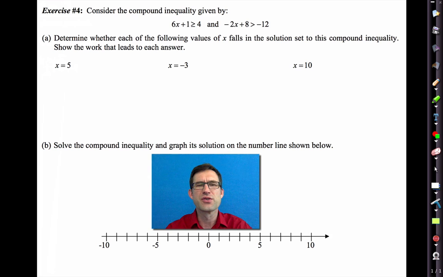Now let's do it. Exercise 4. Determine whether each of the following values of x falls in the solution set to this compound inequality. Show the work that leads to your answer, to each answer. All right, so I'd like you to pause the video right now. You should be able to do this. We did it last lesson. You should be able to do this to figure out if these values of x fall in the solution set or don't. So why don't you go ahead and do that. Pause the video. It might take a little while. It might take you up to 5 minutes to do those. Okay, not each, just all together.